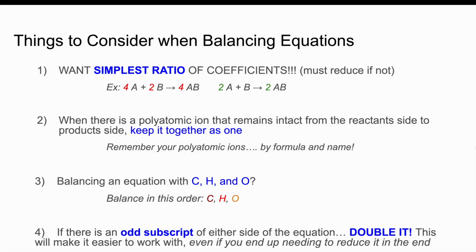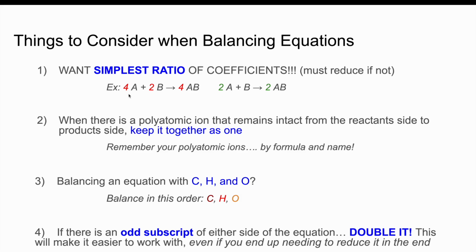Okay, so some things to consider when balancing chemical equations. Number one, you always want to leave your answer in the simplest ratio of coefficients. Basically what that means is if you have a common denominator between all of the coefficients across all of the reactants and products, you want to divide it by that common denominator to get simpler form.